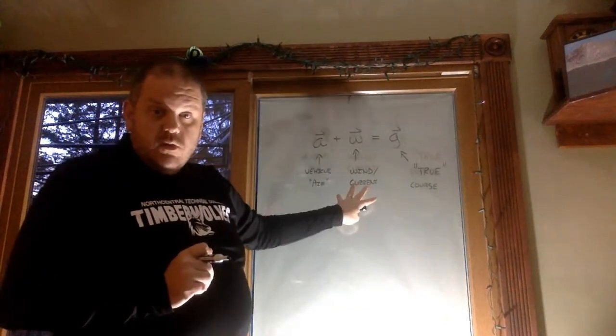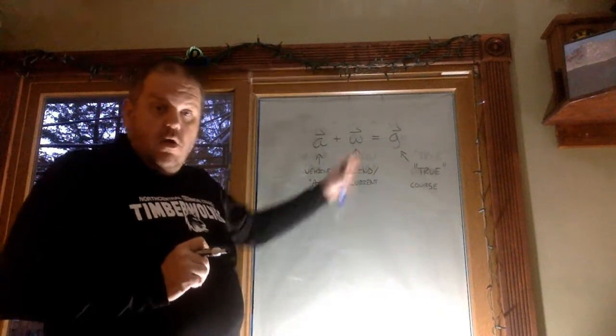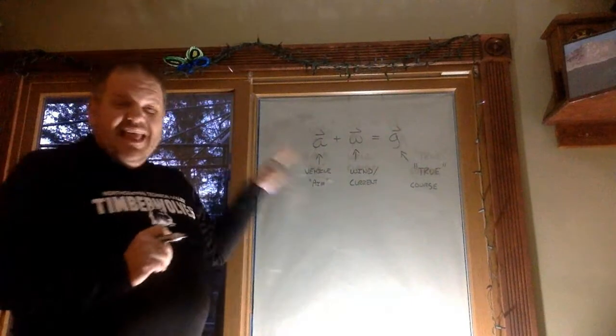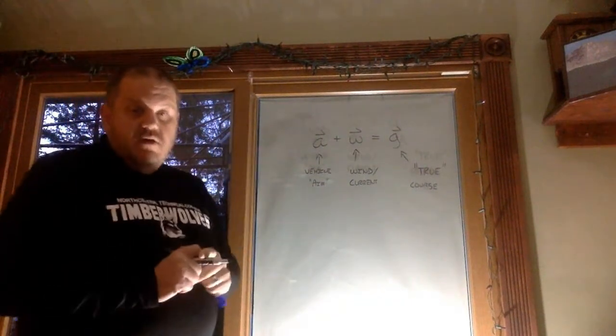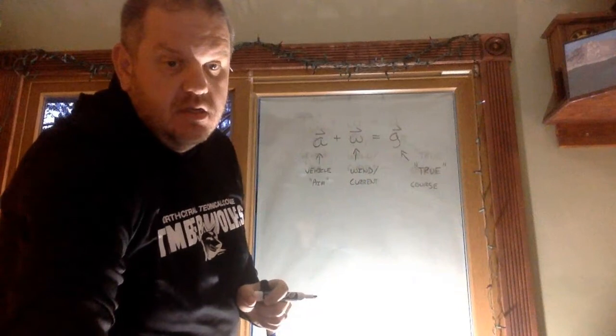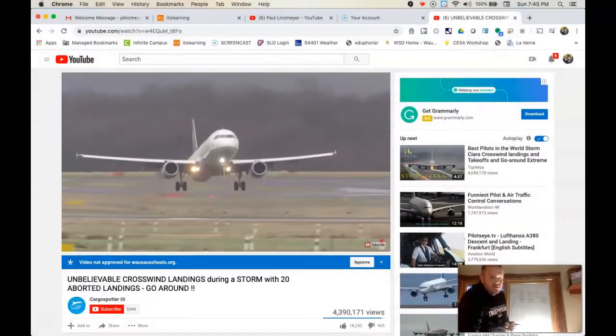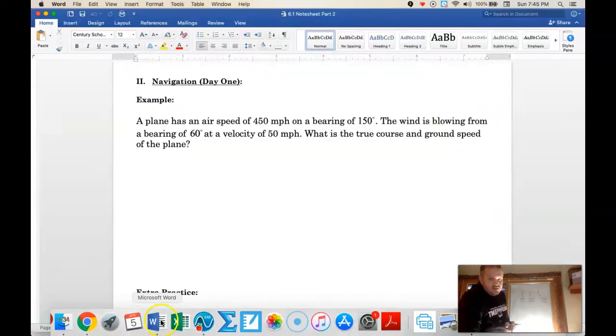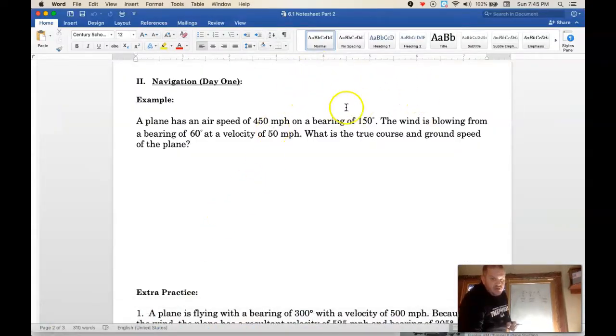So whatever you want the plane or the ship to do, plus the outside forces that are working on it, in this case the wind or the current of the water, is going to equal the trueness. That needs to be written down on your note sheet. I would put that on your note sheet right up in here: A plus W equals G, because we're going to utilize that in every single problem when we're dealing with navigation.